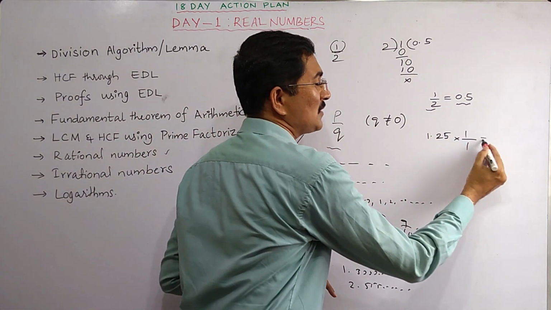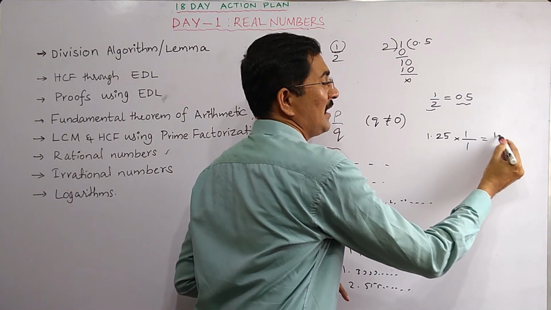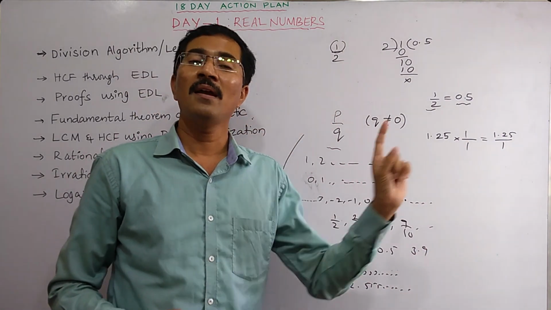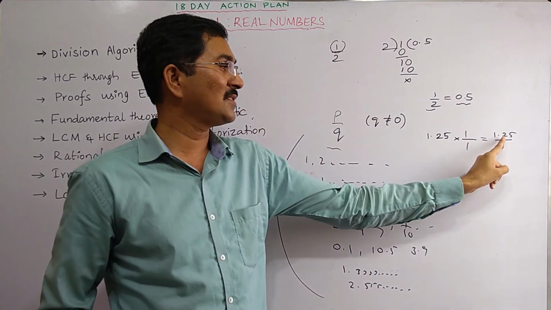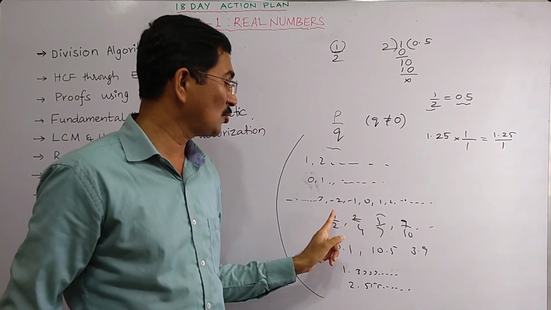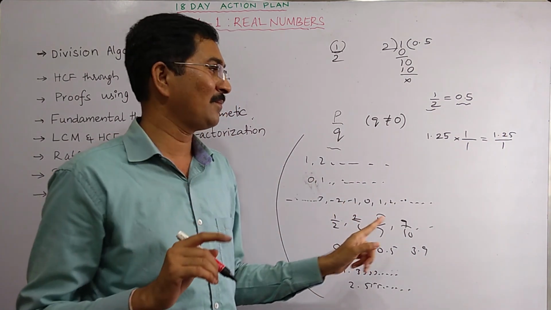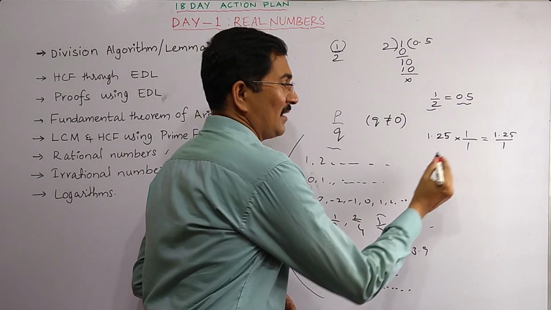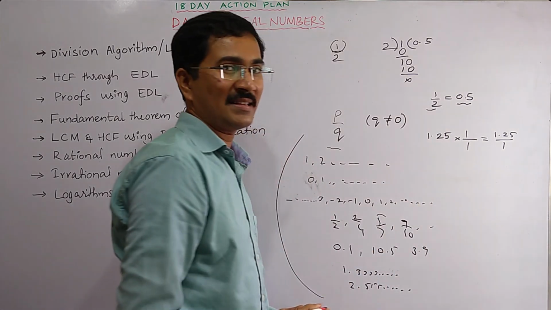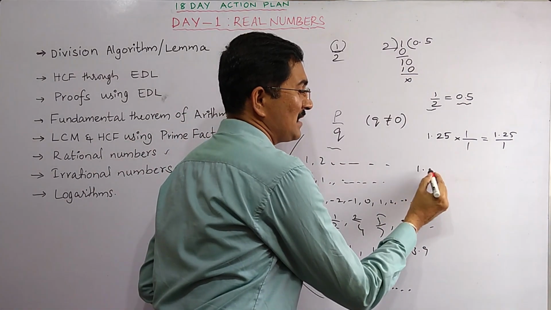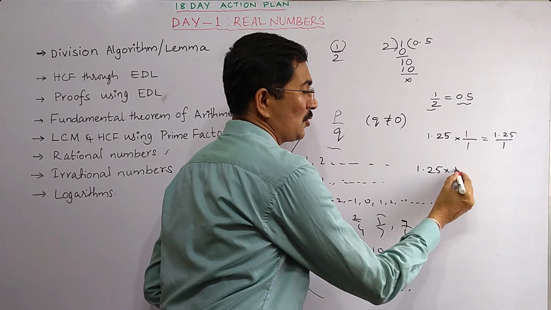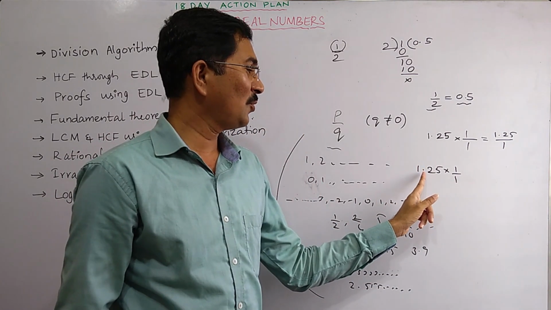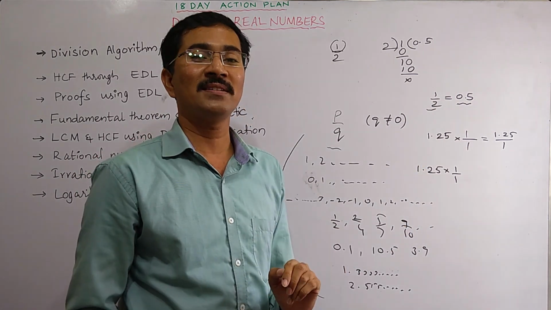Now if I multiply this one, 1.25 into 1, it becomes 1.25 by 1. But this is not p by q form, because here this is not an integer. Integers do not have decimal points, please remember. So then what to do here? Instead of putting it like this, we can do one thing. When you are multiplying 1.25 into 1 by 1, what can we do to eliminate this decimal point?